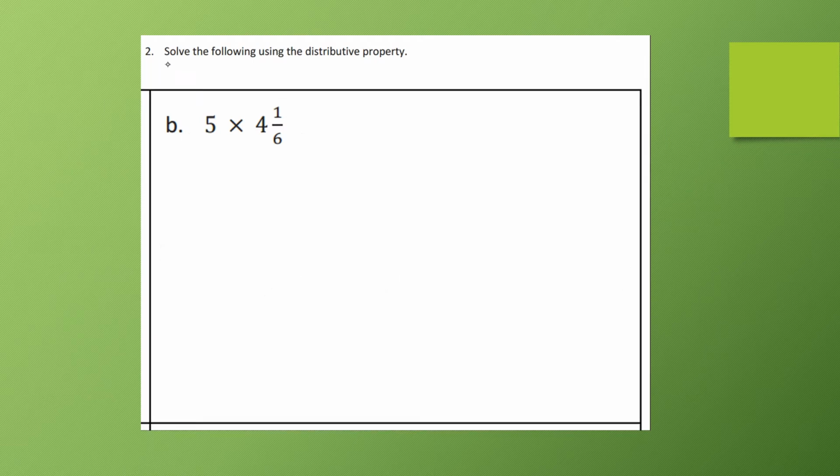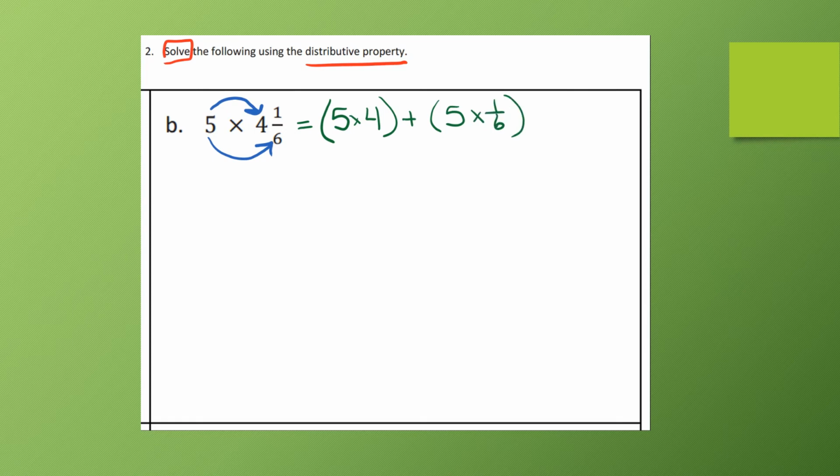The next problem says to solve the following using the distributive property. So that's the one we're going to, in this case, 5 times 4 and 1/6. We're going to distribute the 5 to the 4, and then give the 5 to the 1/6. Okay, one at a time. So the first step I can do is to just break this up a little bit and rewrite it. So I'm going to rewrite 5 times 4 first, plus 5 times 1/6. I will do that second.